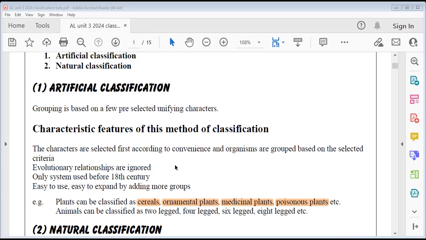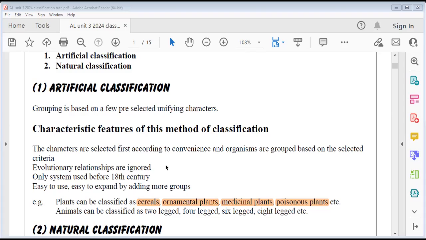Go through it and tell me whether these things are completely clear. Sometimes a short note can come in the A-level paper. Write a short note on natural classification. Write a short note on artificial classification. That kind of question can come to you.